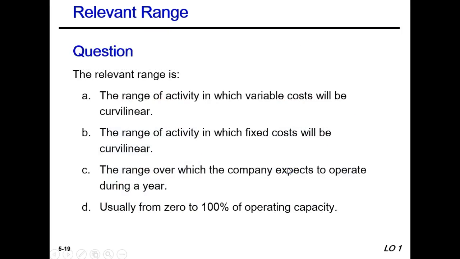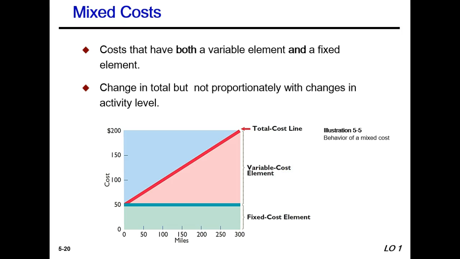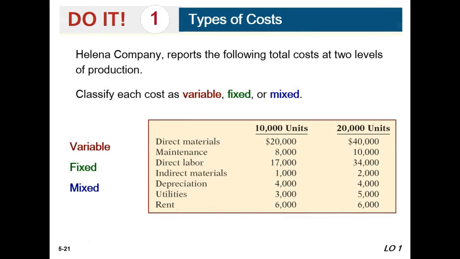A relevant range is basically the range over which the company plans to operate. That's what we care about. Now, mixed costs are a combination of a variable piece and a fixed piece. So, Helena Company reports the following total costs at 2 levels of production.